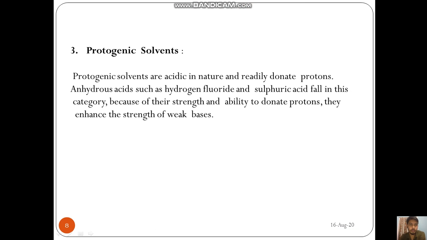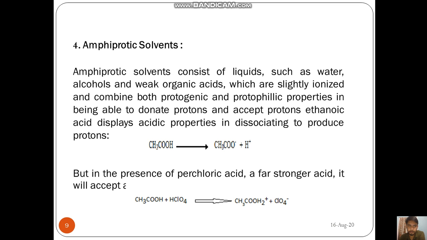Hello everyone. So in my previous video I have already explained two types of non-aqueous solvents. Now we have the protogenic solvent. These protogenic solvents are acidic in nature and readily donate protons, and anhydrous acids such as hydrogen fluoride and sulfuric acid fall in this category. Because of their strength and ability to donate protons, they enhance the strength of weak bases.